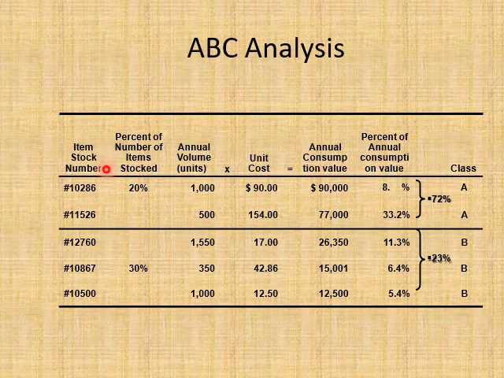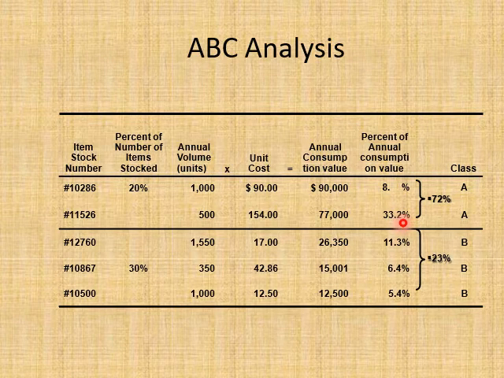Here we can see different stock numbers. These are the percentage of the number of items we are stocking. Then this is the annual volume in units. These are the unit costs associated with each item. Then the annual consumption value we can calculate using the unit cost times the total number of units, and we can calculate the percentage of annual consumption value. What is the annual consumption value of that particular item? This one is 8%, and this one is 33.2%.